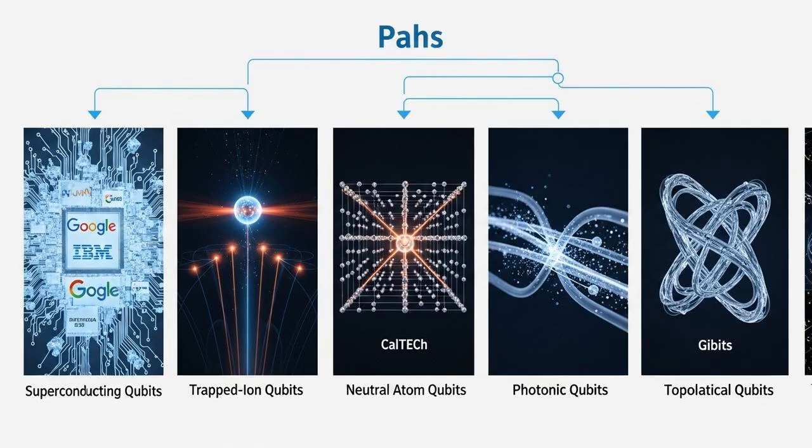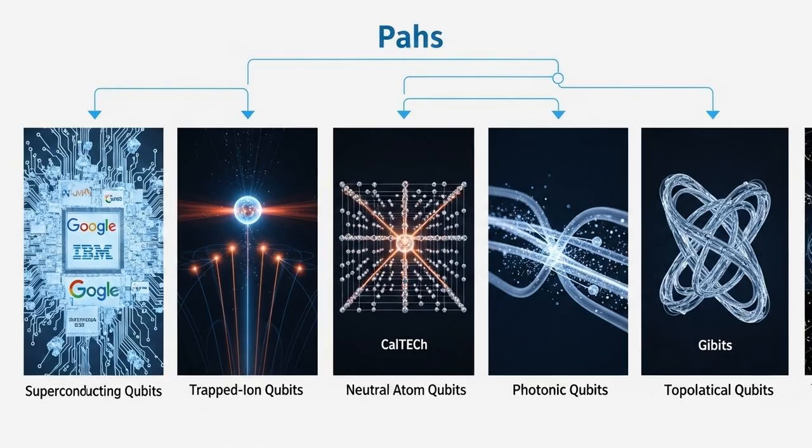The neutral atom approach, which we've discussed, sits in a sweet spot. It offers long coherence times and has now proven to be massively scalable. They might be a bit slower than superconducting qubits, but their potential for creating dense reconfigurable arrays is a huge advantage. There are other, more exotic approaches too.